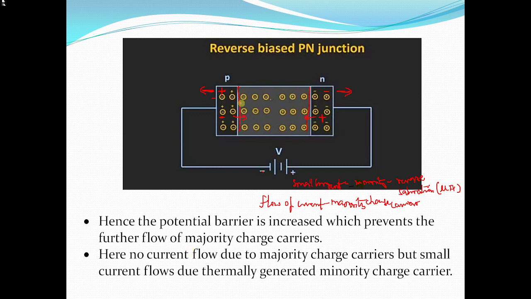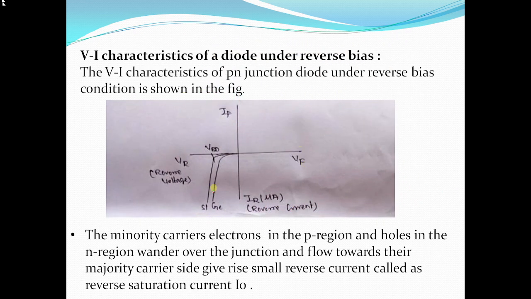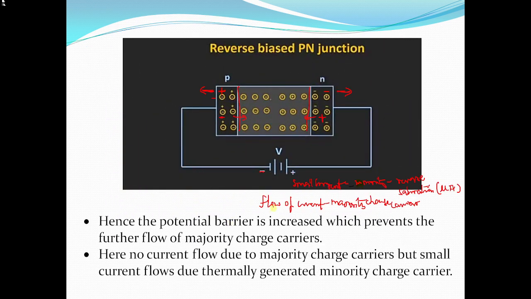Now here, see that the depletion region is increasing. There is no flow of current due to majority charge carriers, but there is a flow of current due to minority charge carriers. For minority charge carriers, this is forward bias: negative, negative, positive, positive. It acts as forward bias. That's why they are moving towards the junction. So there is a little bit of current due to minority charge carriers, which is called the reverse saturation current.